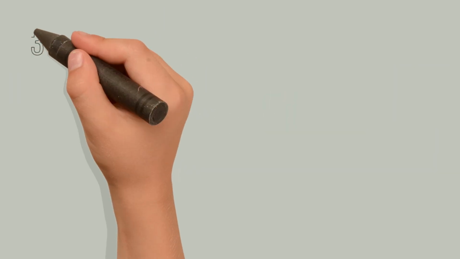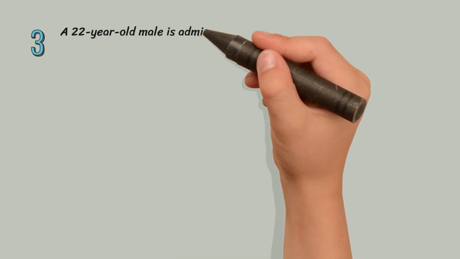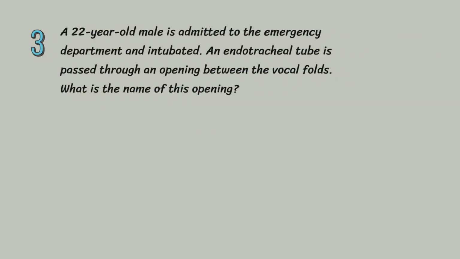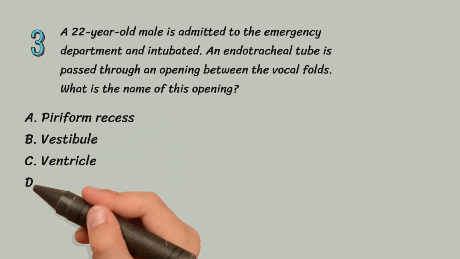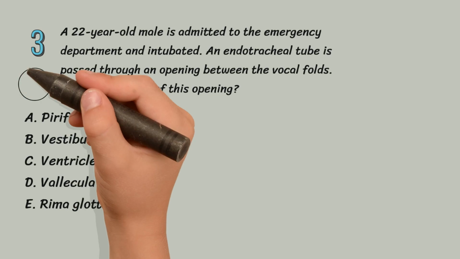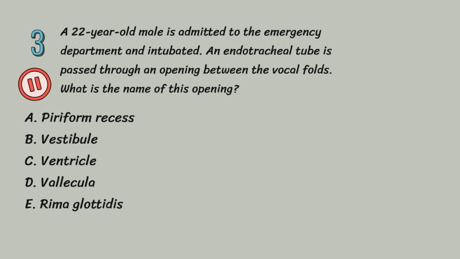Number 3, there is another case of a 20-year-old male admitted to the emergency and intubated. The question is, the endotracheal tube passed between the vocal folds. What is the name of this opening? Go for a pause and try your answer.